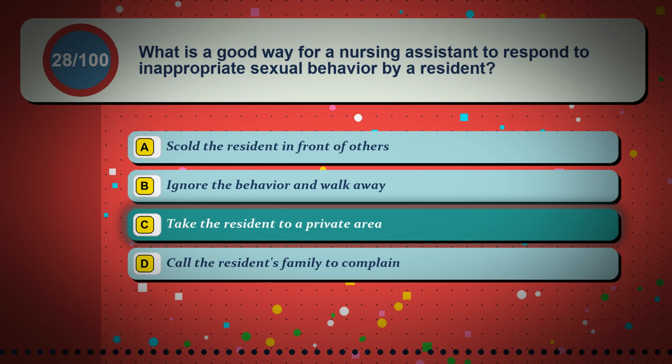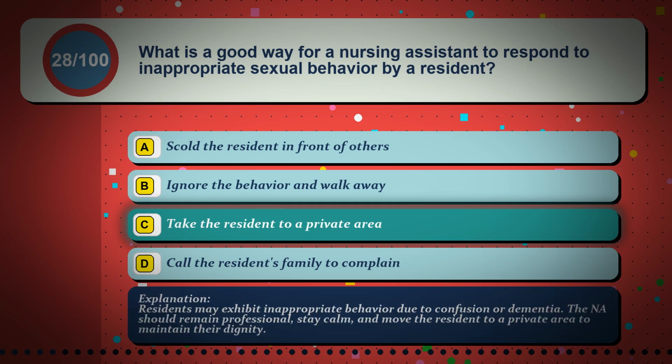The correct answer is option C. Take the resident to a private area. Residents may exhibit inappropriate behavior due to confusion or dementia. The NA should remain professional, stay calm, and move the resident to a private area to maintain their dignity.